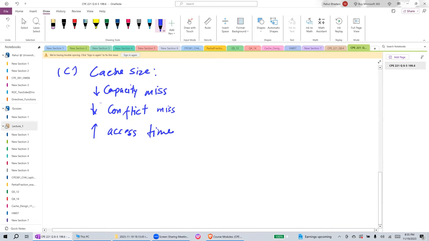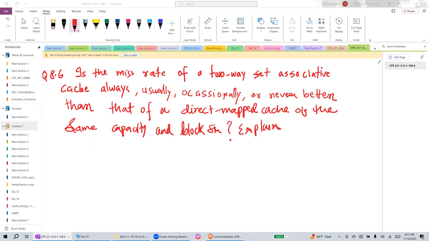Let's take a pause and write the question 8.6. Question number 8.6: is the miss rate of a two-way set associative cache always, usually, occasionally, or never better than that of a direct mapped cache of the same capacity and block size?